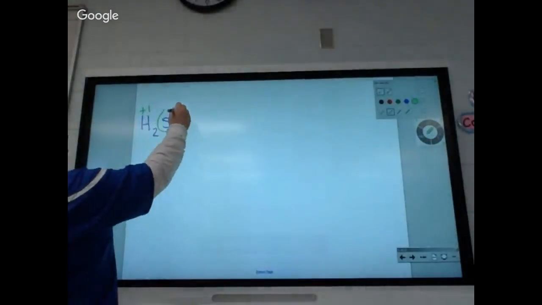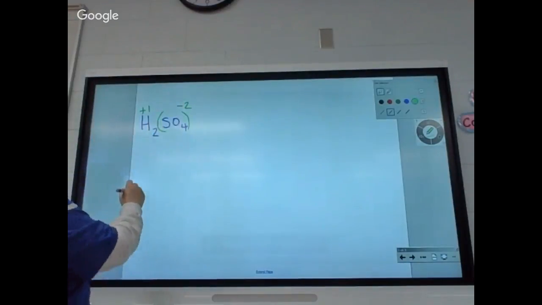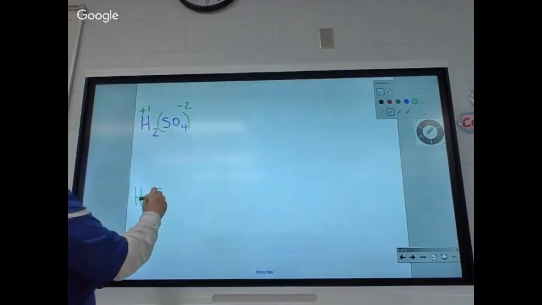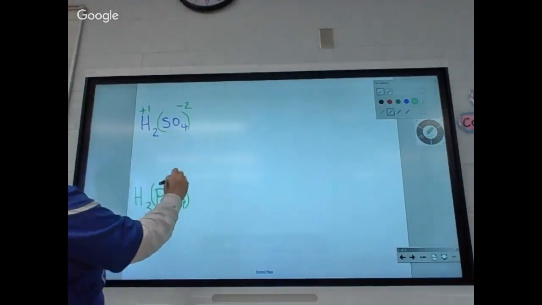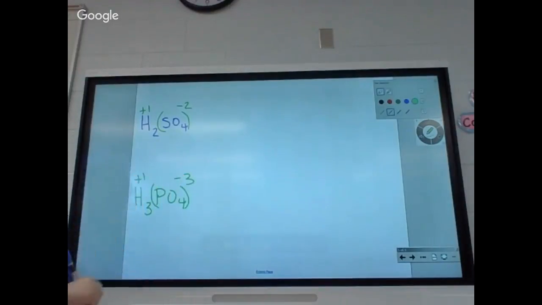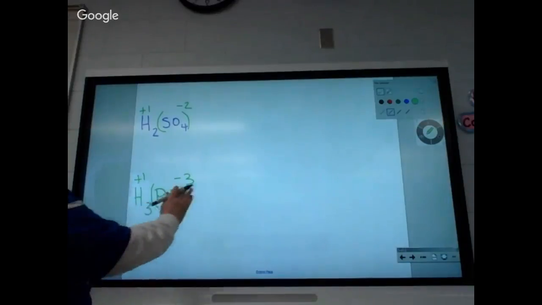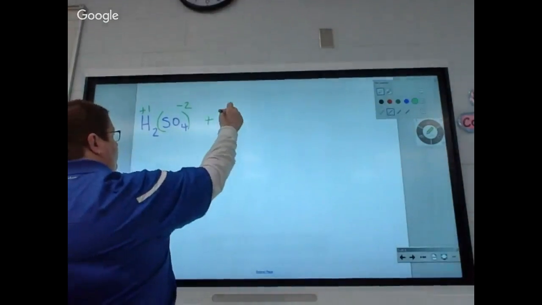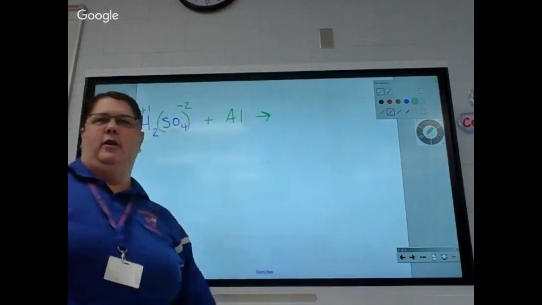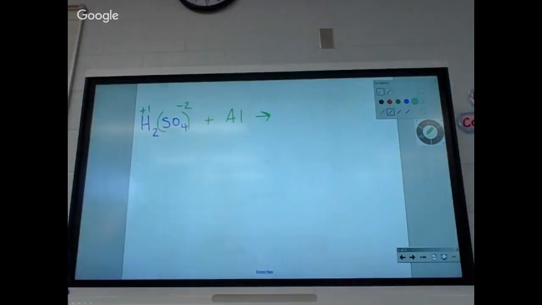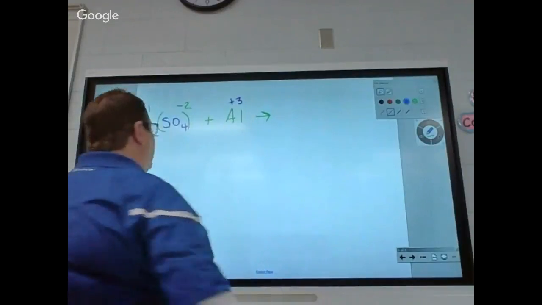So just put it in parentheses, and that 2 came from where? The polyatomic ion. So if I had phosphoric acid, for example, the 3 came from where? The ion. Hydrogen is your +1. So you have a positive ion and a negative ion. In this one, we've got aluminum. This is a compound plus an element. So what's aluminum's oxidation number? +3, right?